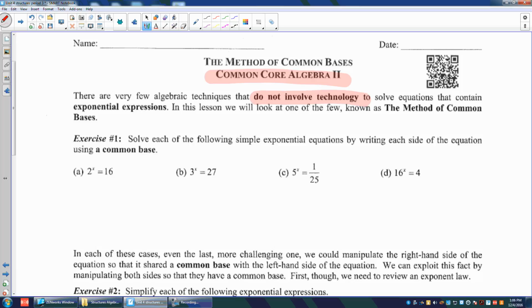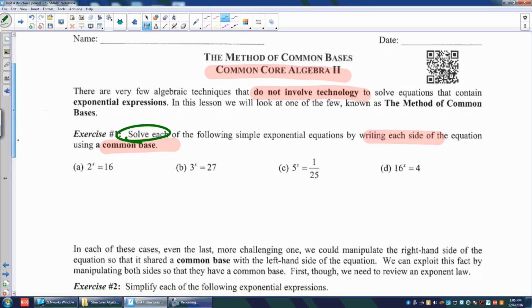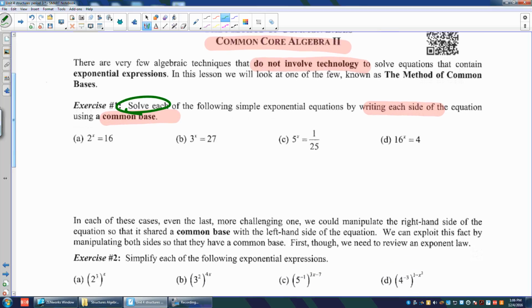Let's solve each of the following simple exponential equations by writing each side of the equation using a common base. So not only do we have to solve it, but it tells us the specific technique that we have to solve it using. Notice that these are all prime numbers. This is not a prime number. So we are going to examine these all with prime numbers. So 16 is really 2 times 2 times 2 times 2: 2, 4, 8, 16. 2 to the fourth equals 2 to the x.